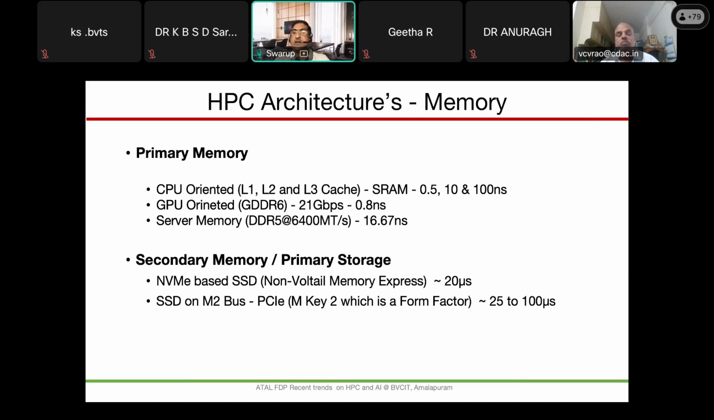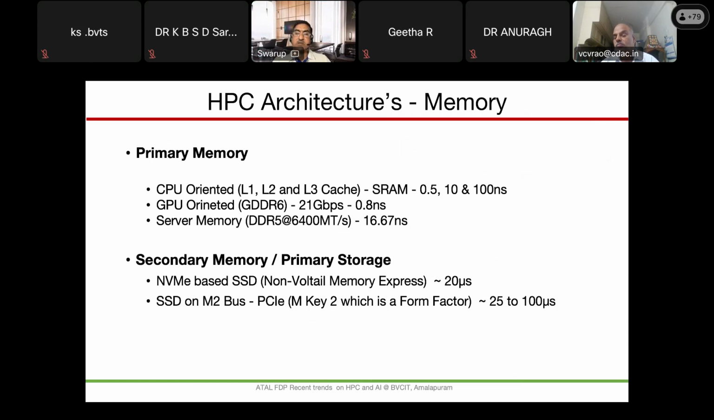When you go to the GPU, the GDDR6 is very good. That is a graphics DDR memory chip, which is offering 21 Gbps and latencies of around 0.8 to 0.9 nanoseconds. If you go to the server memory, the next slowest one, that is DDR5, which is 6400 mega transfers per second, working at 16.67 nanoseconds. So you see the difference in these latencies.